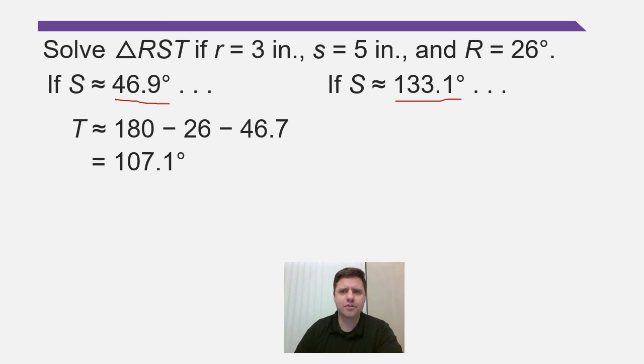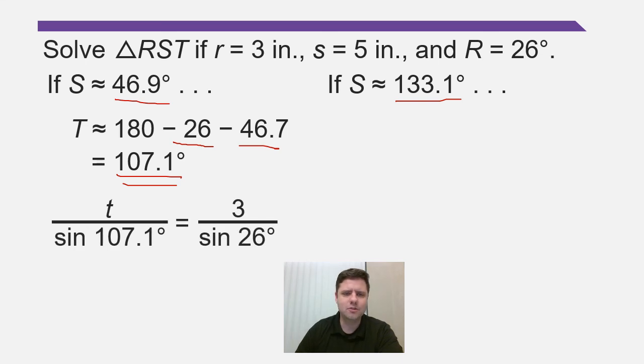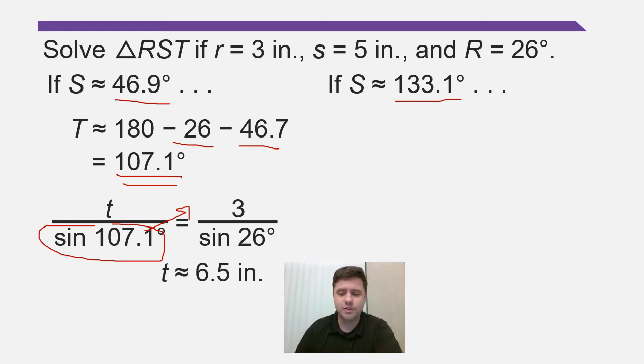Remember, we can solve for the other angle we don't know by subtracting that 46.7 and the original 26 degrees from 180, and we get 107.1. We can then use the law of sines here. T over sine of t equals 3 over the sine of 26. We are going to just multiply this up above. So t equals, when you do that calculation on your calculator, 6.5 inches.